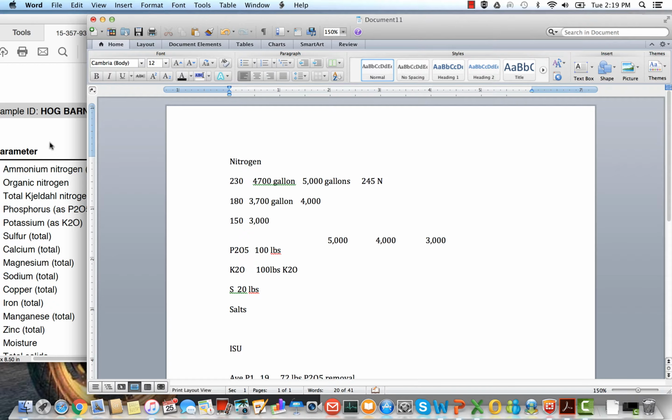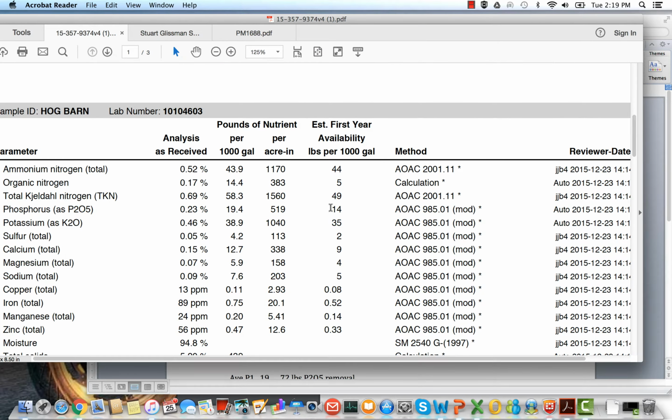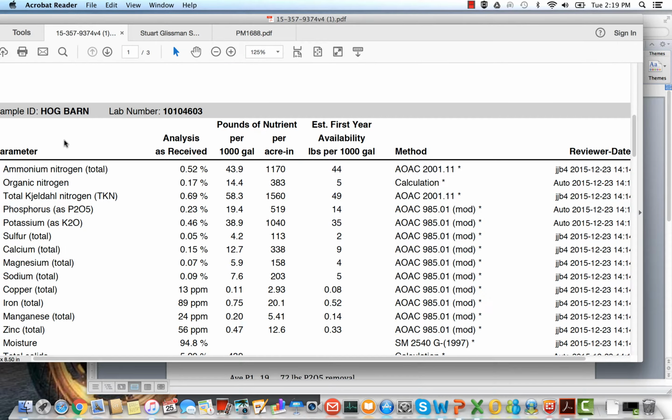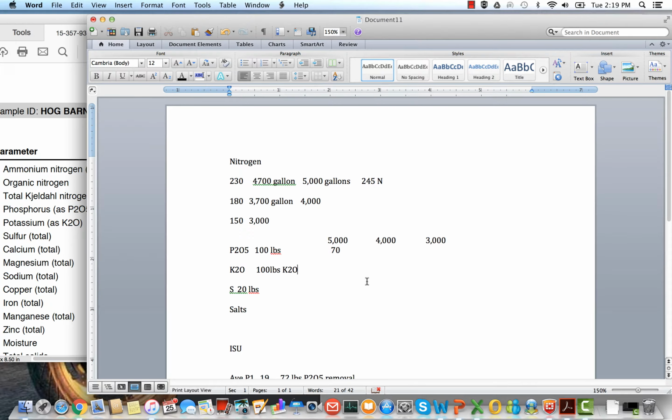And for our P2O5, first year P2O5, we're only 14 pounds per 1,000 gallons. So 14 times 5, 70 pounds. That would meet that Iowa State requirement, but it would not meet the Midwest Labs one, would it? And K2O, where's that going to put us? Got 35 again times 5,000 gallons, so 175 pounds of K2O. So that will do fine on kind of a build type recommendation.